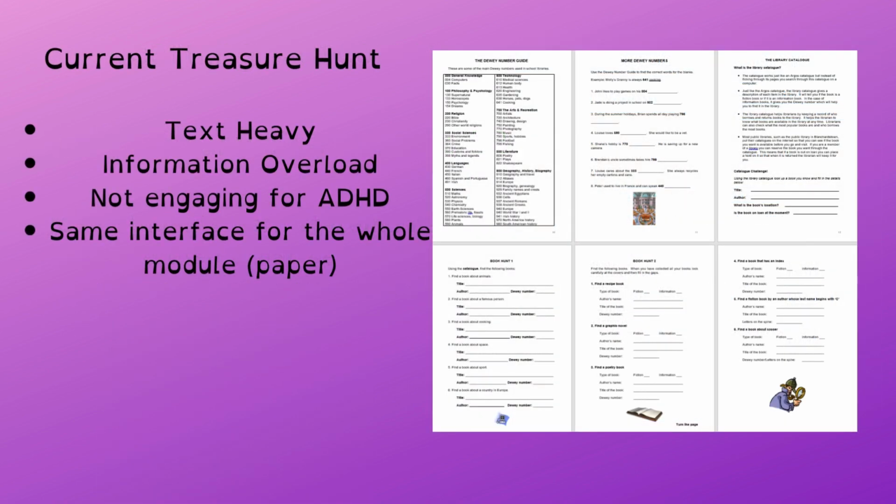Here is an example of the current treasure hunt in the booklet created by the JCSP librarians to help students achieve their statements. As we can see, it's very text heavy. There isn't much color. There's information overload with that list of Dewey numbers. It's not engaging for anyone who has ADHD, and it has the same interface for the whole module, a paper booklet.